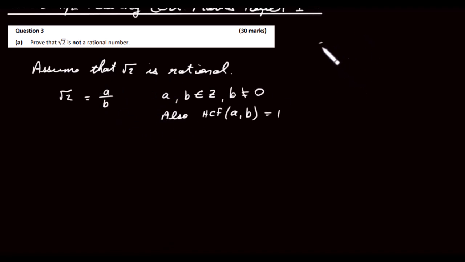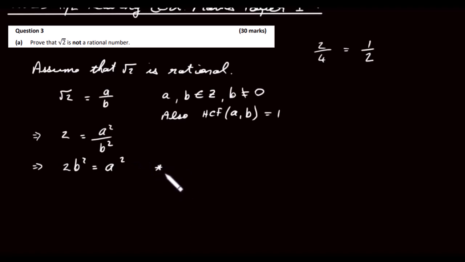So we could have a fraction 2 over 4, but it's not in its simplest form. In its simplest form, the highest common factor of a and b here would be 2, so it's not 1. So we would just write it in its simplest form here, 1 over 2. The highest common factor of 1 and 2 is 1. Okay, so this is where we start anyway. Next thing we're going to do is just square both sides. So this gives us 2 is equal to a squared over b squared, and that gives us 2b squared is equal to a squared. So let's just mark that one there.